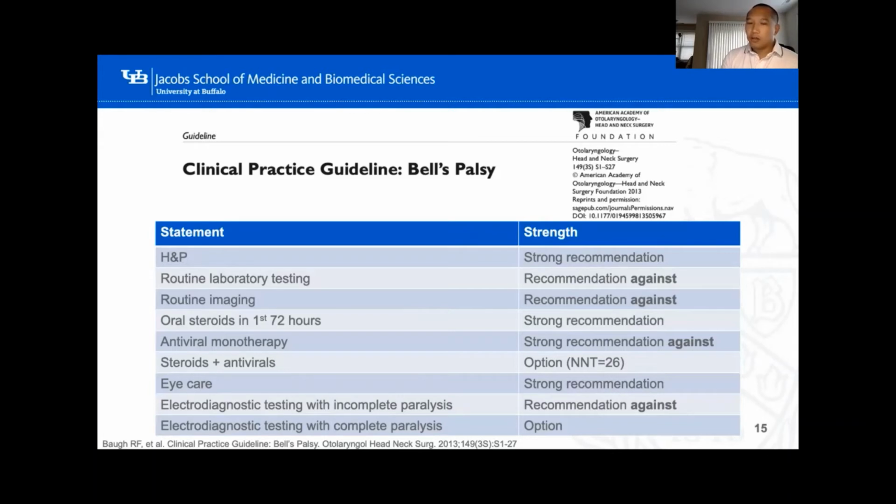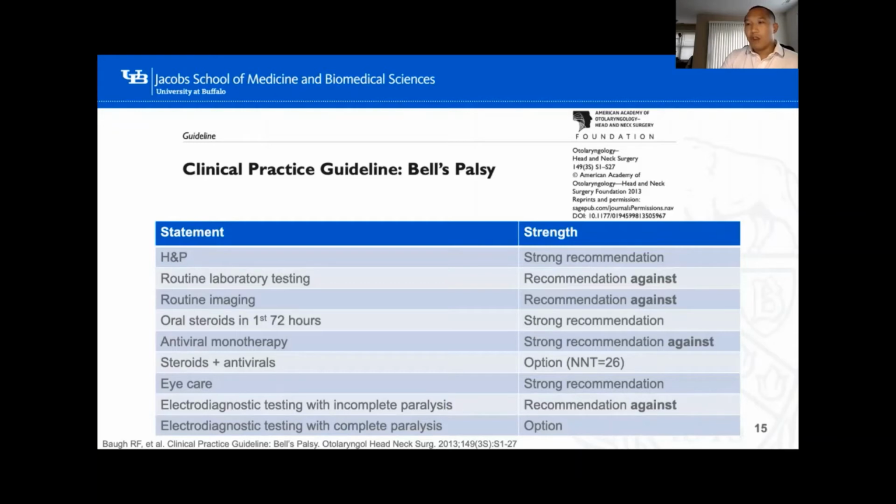So what they say is that you guys should be doing an H&P like we've been harping on all evening. And they actually do recommend against doing any lab testing and imaging because that's not going to do anything. You're not going to find anything really. Again, you're only really doing laboratory testing or imaging if it's a progressive facial palsy, not this acute type that you diagnose someone with as a Bell's palsy.